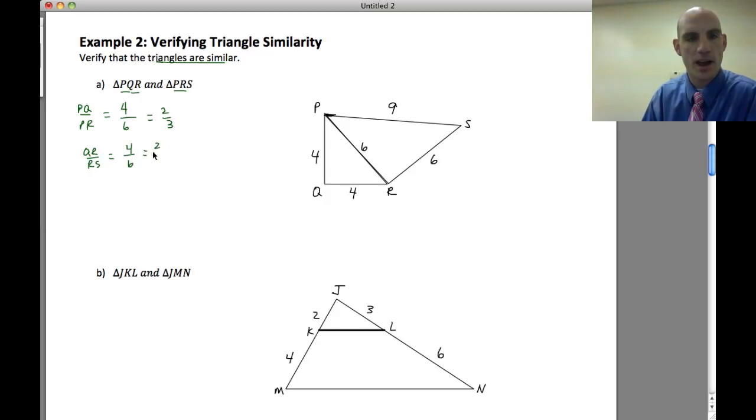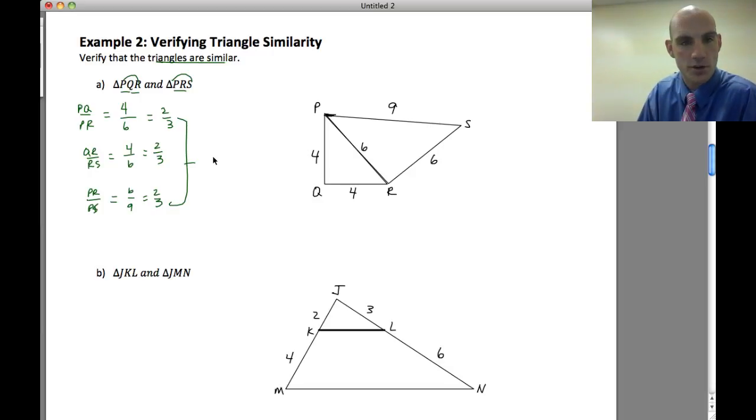So at this point, I have two sides that are proportional. Now, I'm going to also compare PR to PS, because that's what this says. PR and PS go together. So that's going to be 6 over 9, which is 2/3. What I've shown so far is that all the sides are proportional. So 3 sides proportional.